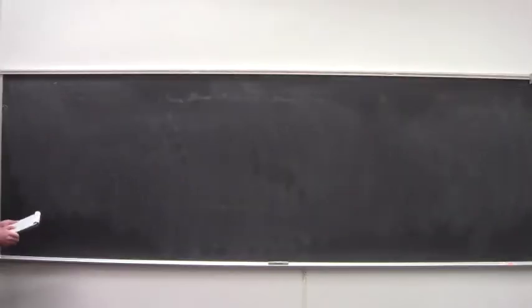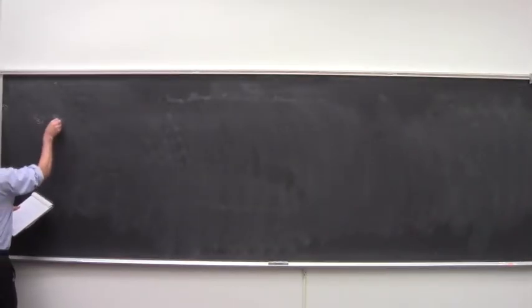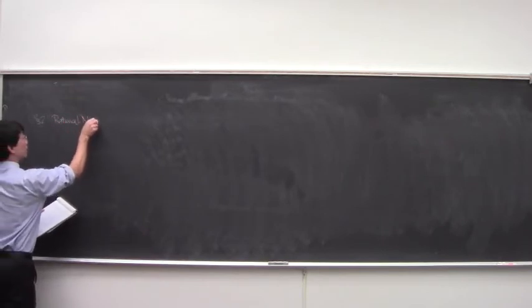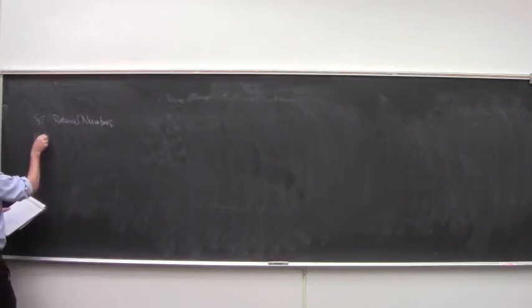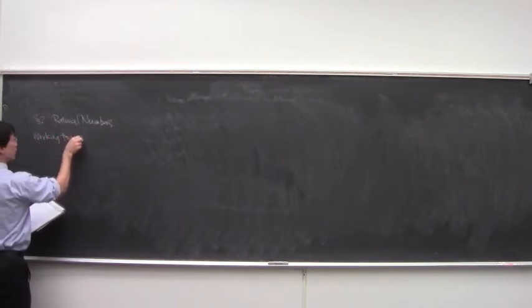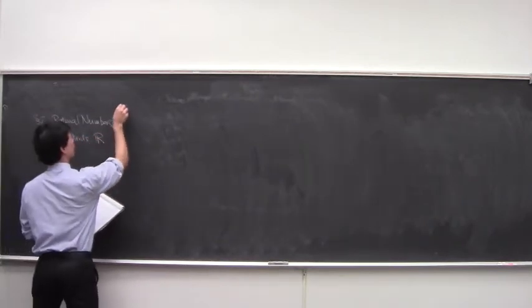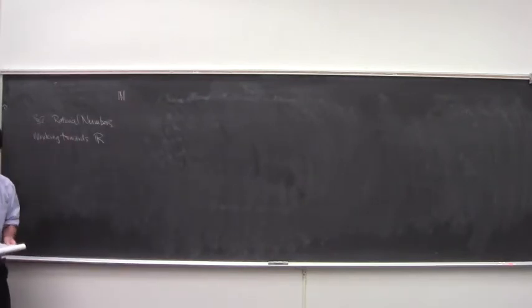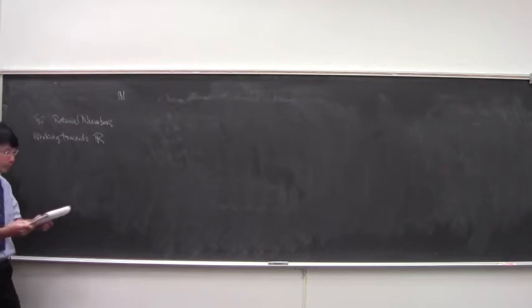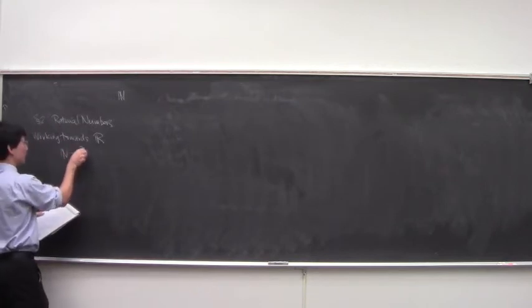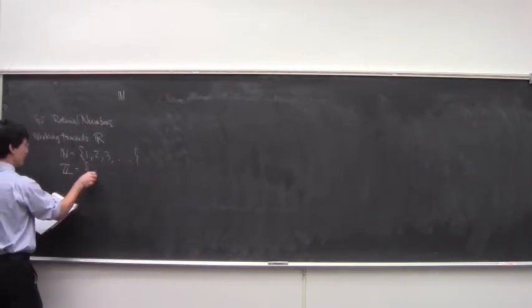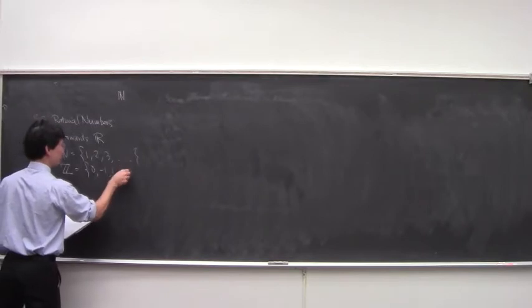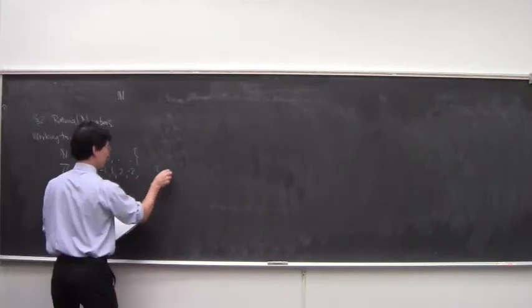Okay, so section 2, the rational numbers. Like we said, we're working our way towards the real numbers. Right now, we're going to talk about the rational numbers. The natural numbers were these guys 1, 2, 3, etc. The integers are these guys 0, -1, 1, 2, -2, etc. Integers.